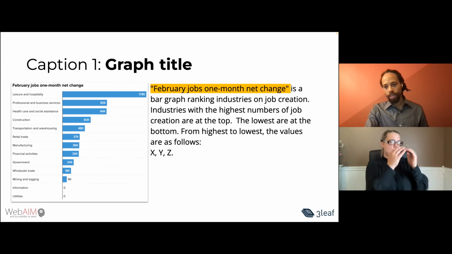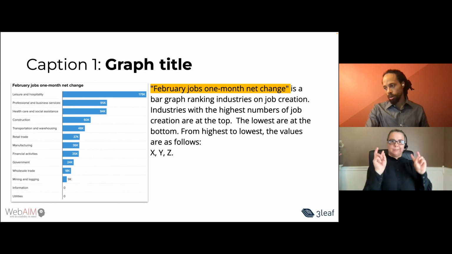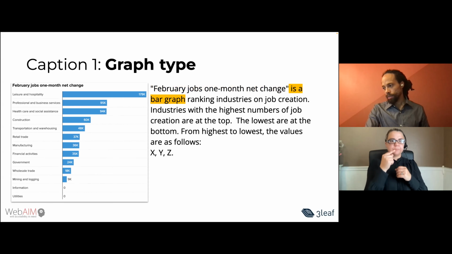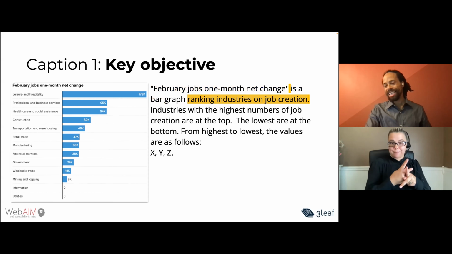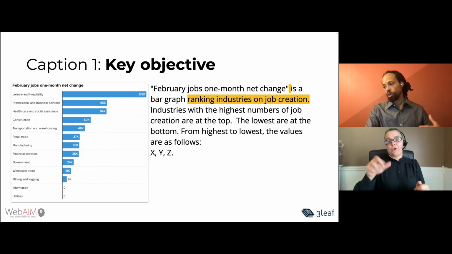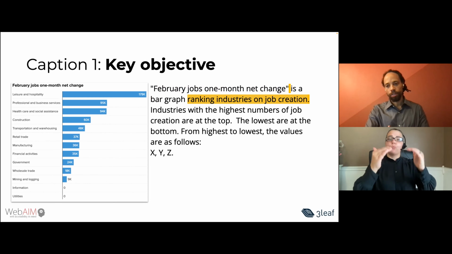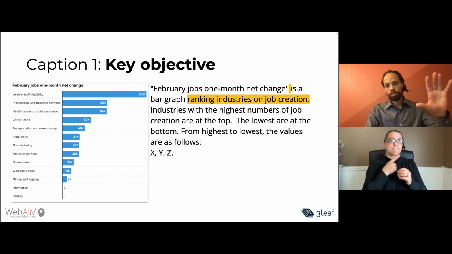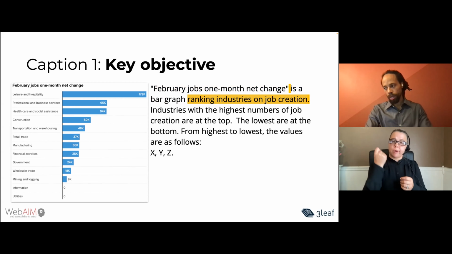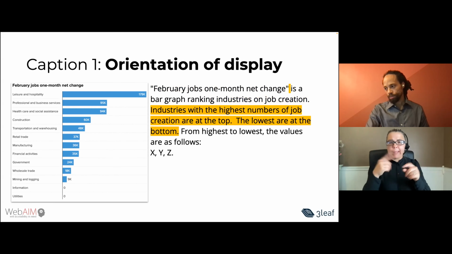So we start off with the graph title, just to orient everyone: what am I even looking at? What is this object called? Graph title as the first thing. Second thing, the graph type. Okay, so this is a bar graph. The third thing is the key objective of this graph, that we're ranking industries on job creation, right? So already within this first sentence, I'm fairly decently grounded on what I'm supposed to be experiencing. I'm experiencing a bar graph, something about its structure, and then what its objective is.